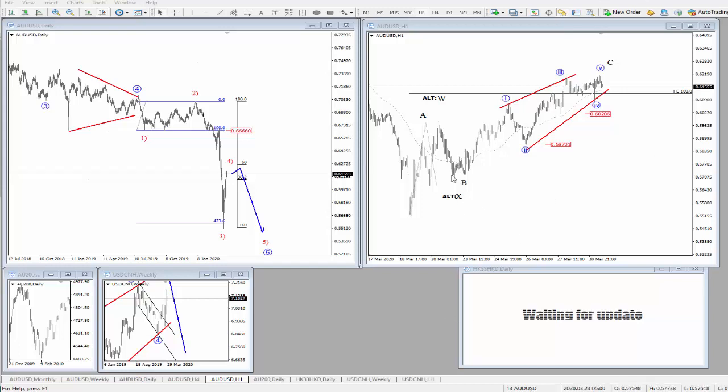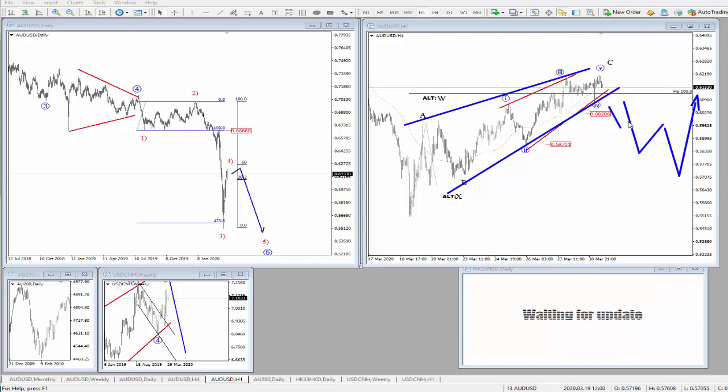But overall speaking, the whole characteristics of this recovery really look corrective, with plenty of overlaps. You can either count this as an ABC, like I have as a primary count, or maybe even as a WXY in a 7-swing correction. Still, you would expect weakness. Maybe some would say that this is a leading diagonal, the whole thing like a wave 1, 2, wave 3, 4, 5, I don't know. So in such a case you would expect more upside after a pullback, but still you have to see this pullback, right?